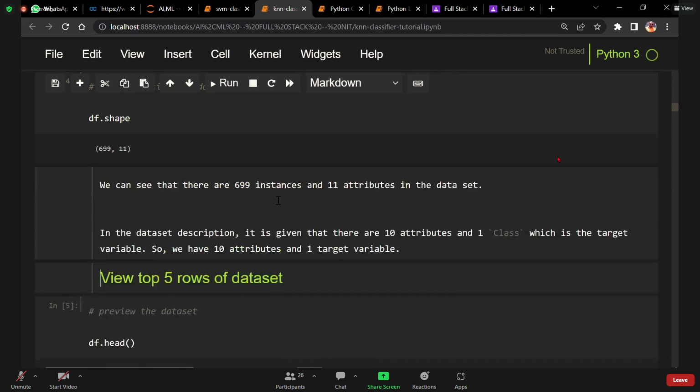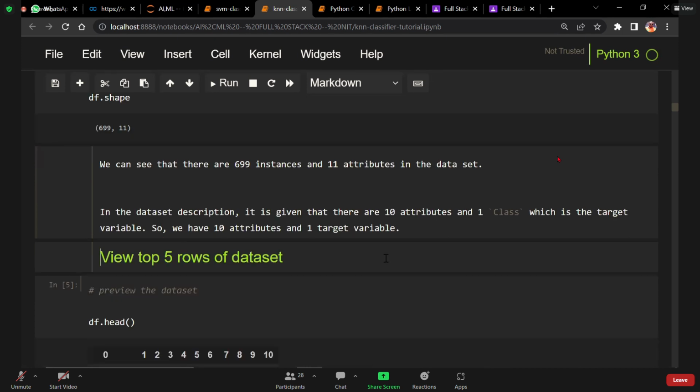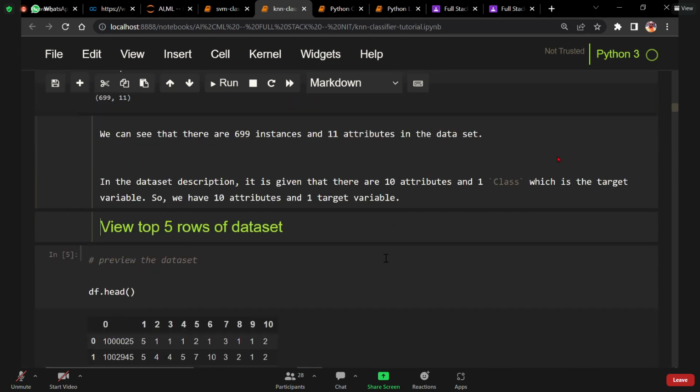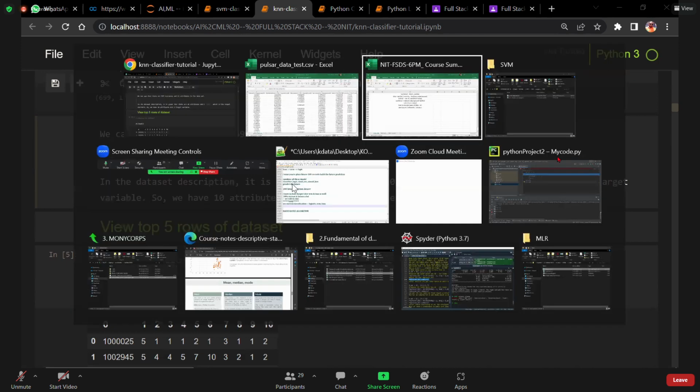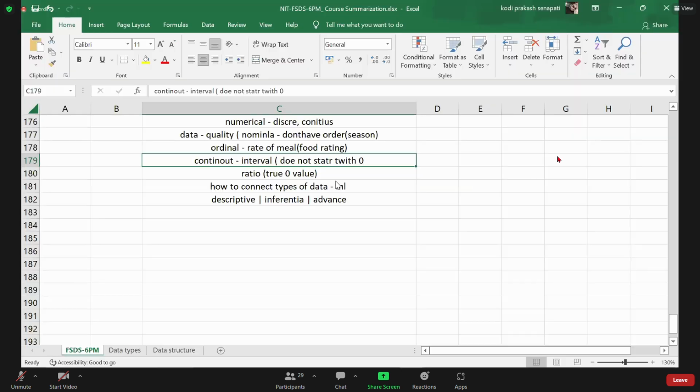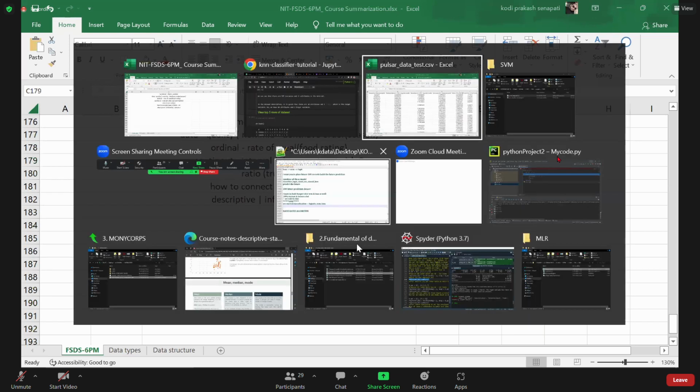So we can see that there are 699 instances and 11 attributes in the data set. So how many rows do we have? 699 and 11 columns. In the data set description, it is given that there are 10 attributes and one class, which is the target variable. Whether diabetic or non-diabetic, I can say that. So just go ahead with SVM and KNN. So breast cancer: does the patient have breast cancer or not? All those things we have.